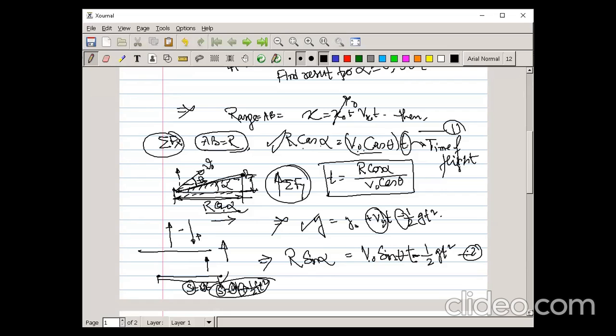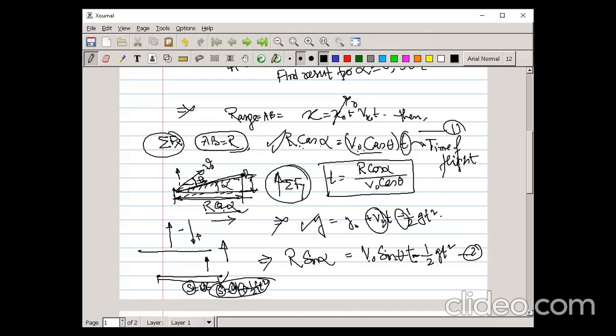Up to this, does anyone have any confusion now? Anyone have any question up to this? No, sir. Okay. So now what we have to do is simply find out t.